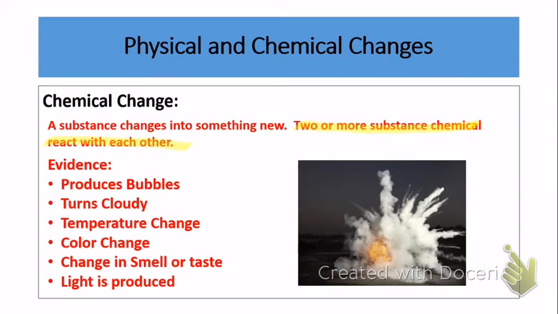What is the evidence for a chemical change? These are some of the ones I want you to know, so learn them and study them really well. I want you to know them for the quiz. If something produces bubbles, it often indicates a chemical change. Now, of course, bubbling could result from a gas forming during a phase change, so you have to be careful of that. But if you see bubbles forming, it really is an indication that a gas is being produced. If something turns cloudy, a big change in temperature, color change, change in smell or taste, light is being produced, or something blows up, those are all evidence that a chemical change has occurred. So be familiar with that idea.